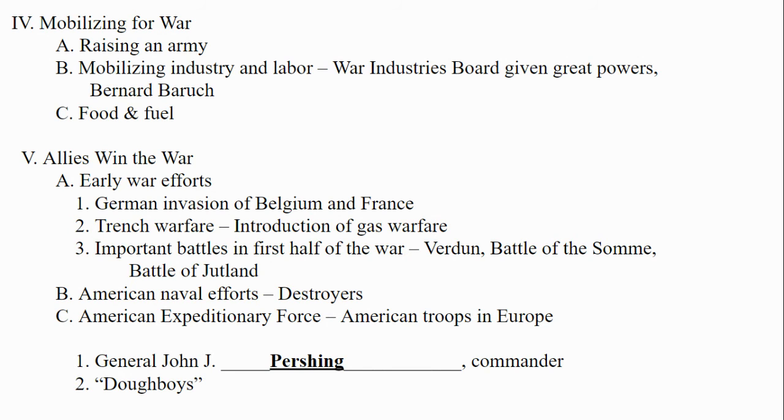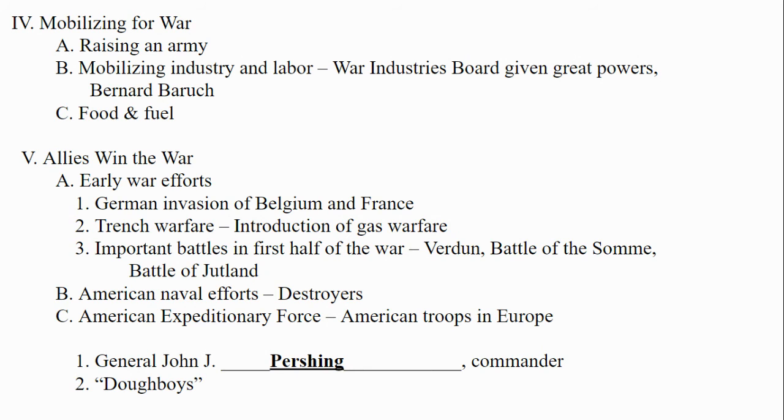Early important battles: Verdun, the Battle of the Somme, the Battle of Jutland, which was a huge naval battle. We're not going to go into great details there, but suffice it to say that by 1915, there was a stalemate. The Germans made it partway into northeastern France, and then they largely stopped.